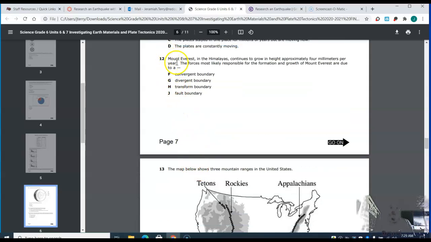Number 12. Mount Everest in the Himalayas continues to grow in height approximately 4 millimeters per year. The forces most likely responsible for the formation and growth of Mount Everest are due to what? Is it F, a convergent boundary? G, a divergent boundary? H, a transform boundary? Or J, a fault boundary?